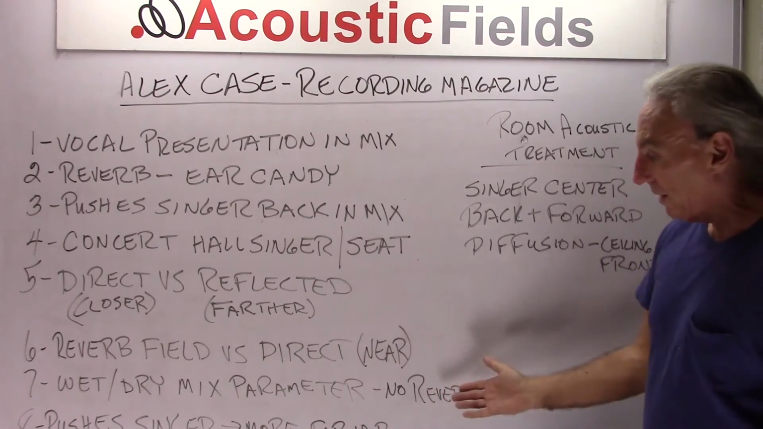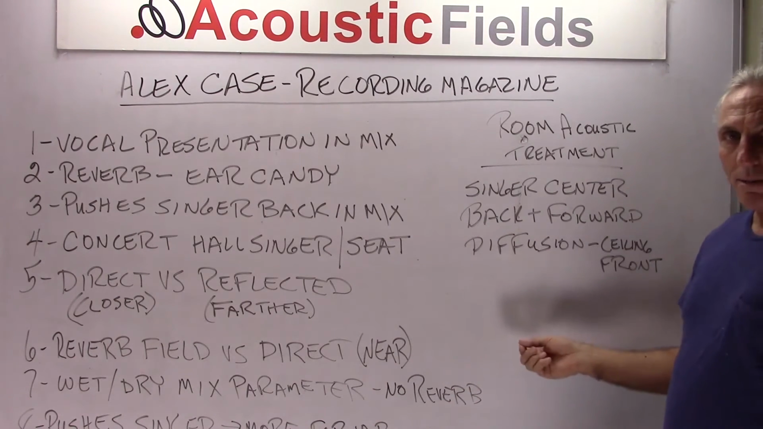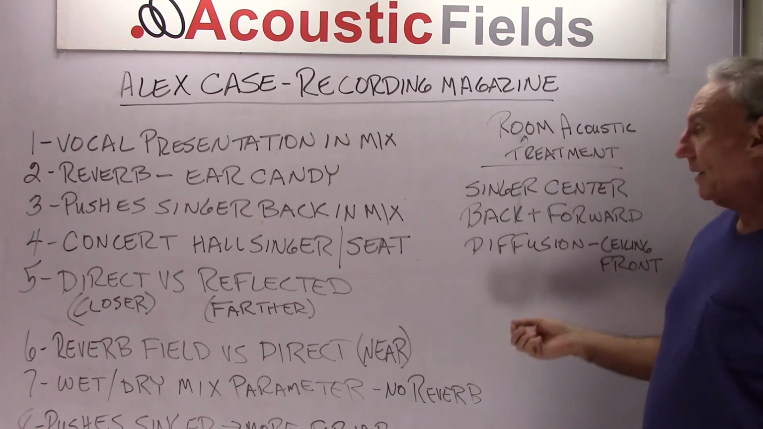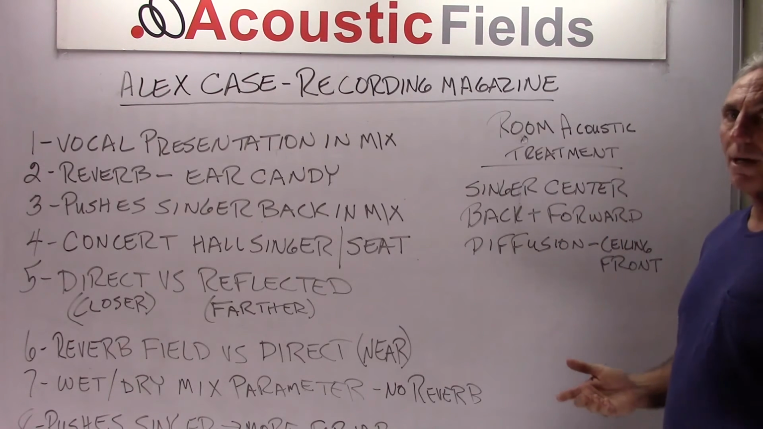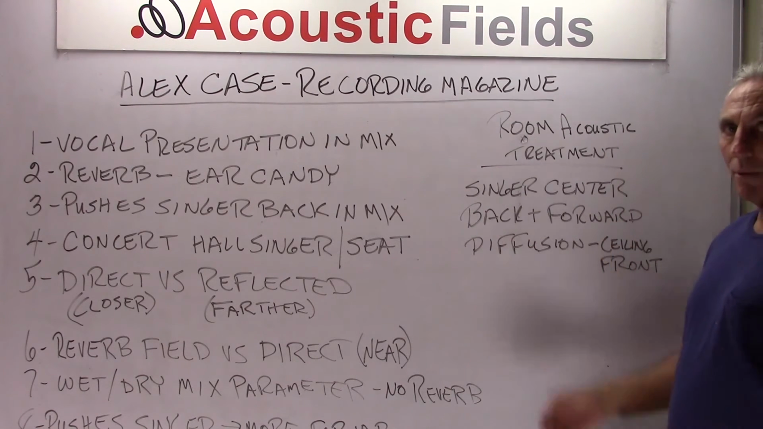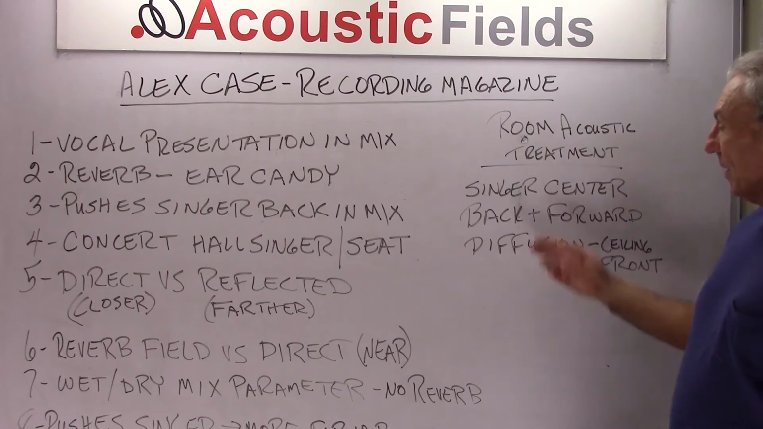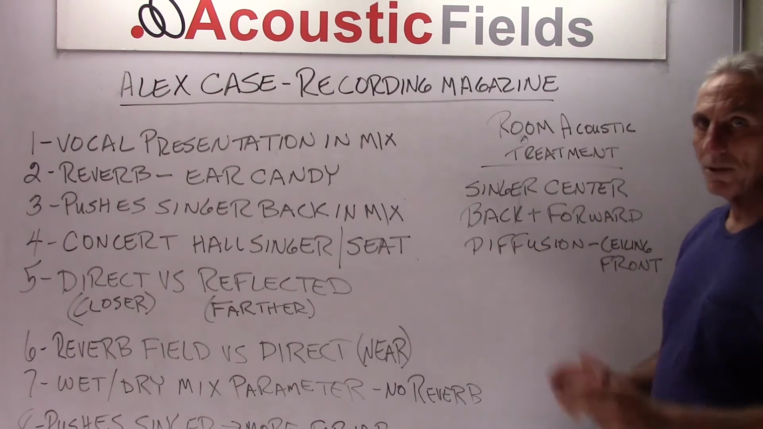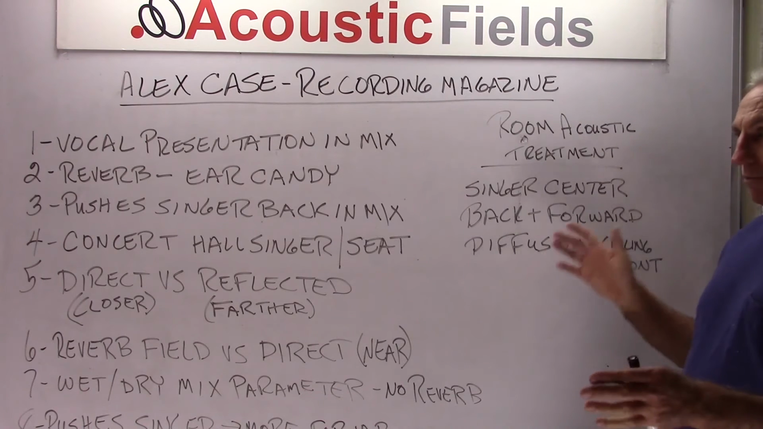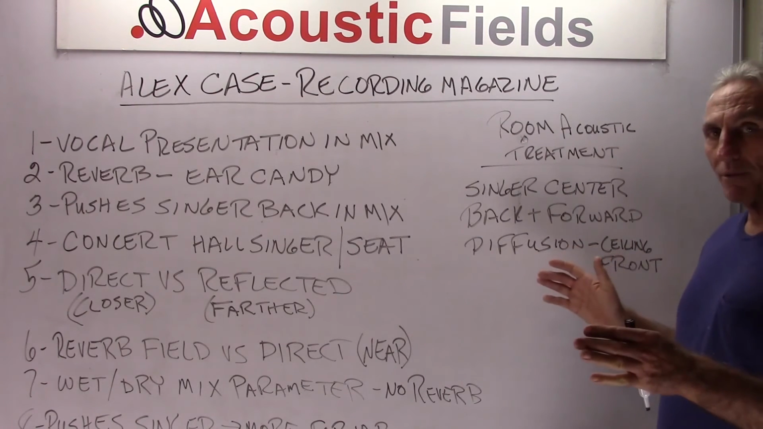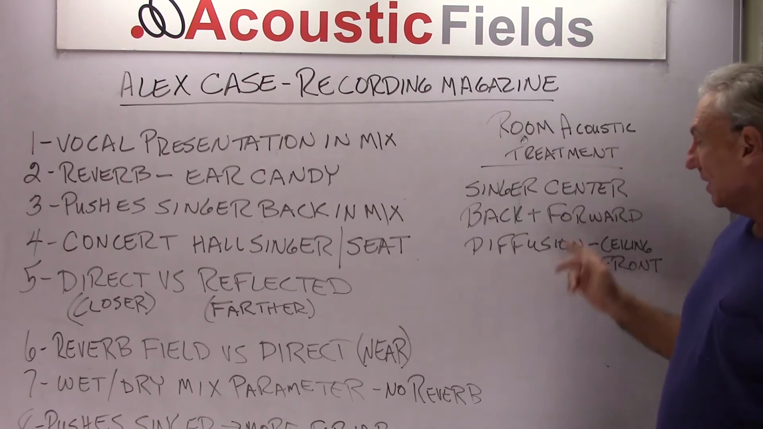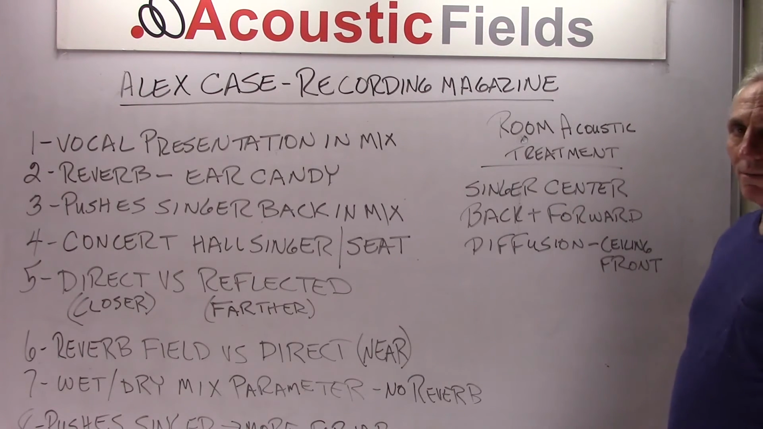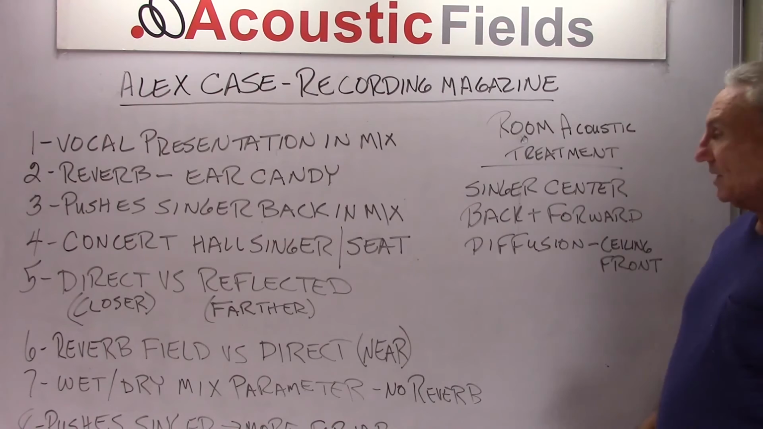We don't have a wet-dry parameter mix button. We don't have a reverb button, but we do have room treatment. And we can do a lot of things with room treatment on the presentation side. So we can move that singer to the center. That's not difficult. If we control the rates and levels of absorption of the side walls and the distances to the listening position, we can get that singer right in the middle of our presentation.